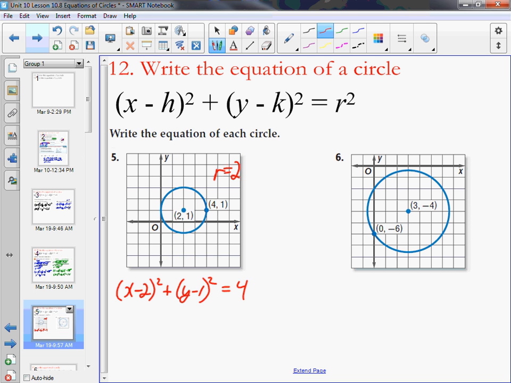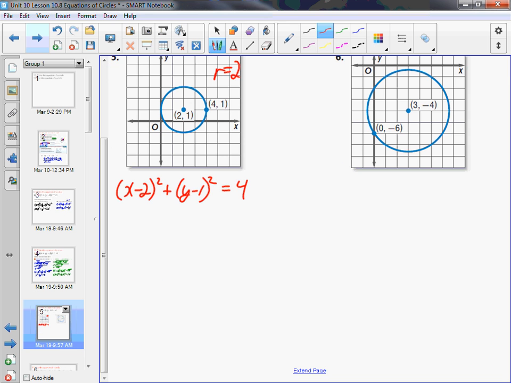Now, on number 6, don't get the radius just by counting spaces, because I don't know if it's 3.5, 3.49, 3.7, right? I mean, I can't tell. So we need to find the radius, like we've been doing, using the distance formula.